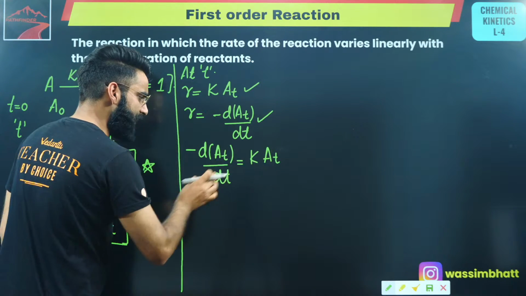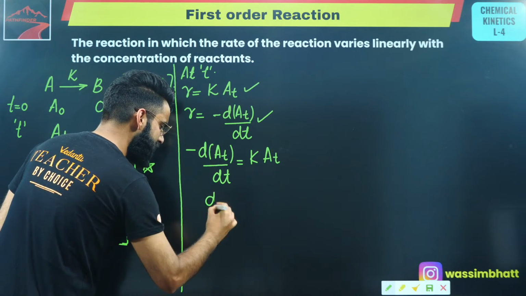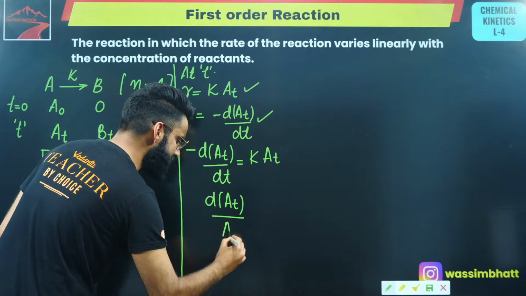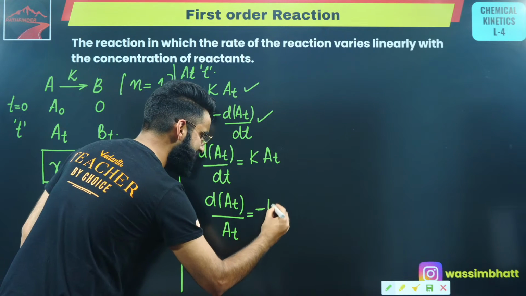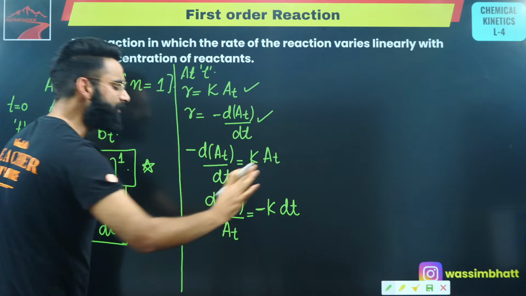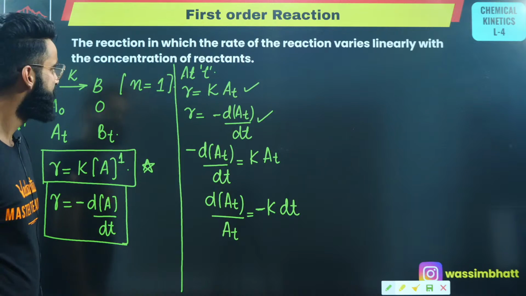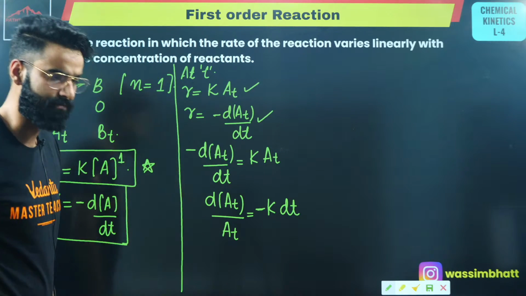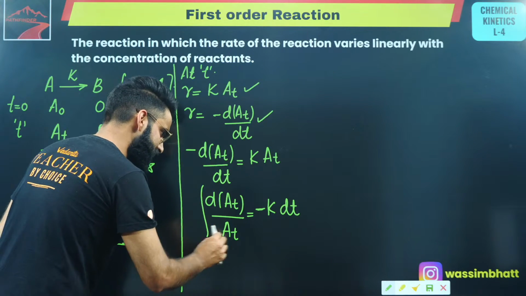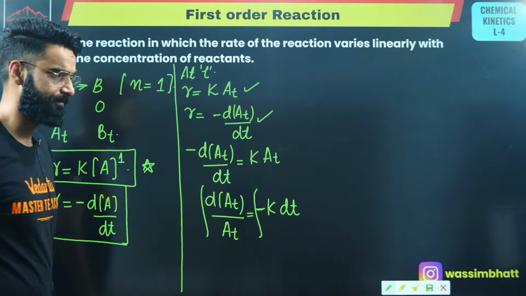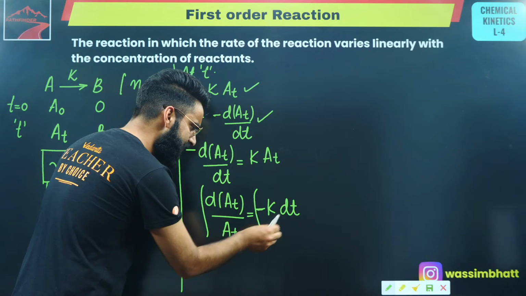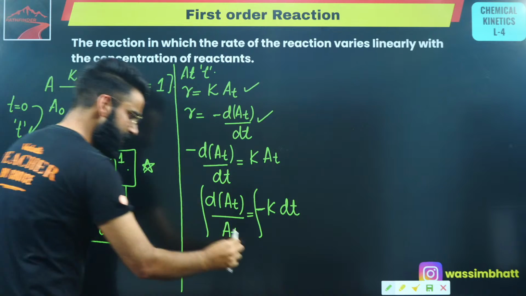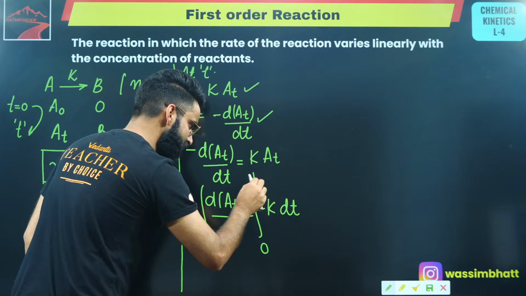Now people understand, if I separate the variables, I can simply say d of At divided by At is equal to minus k dt. I just separated the variables. Since I'm going to derive the integrated rate equation for the first order reactions, I'll be integrating on this side as well as on this side. On the right hand side, I'm integrating with respect to time, and time changes from 0 to t. So lower limit is going to be 0, upper limit is going to be t.